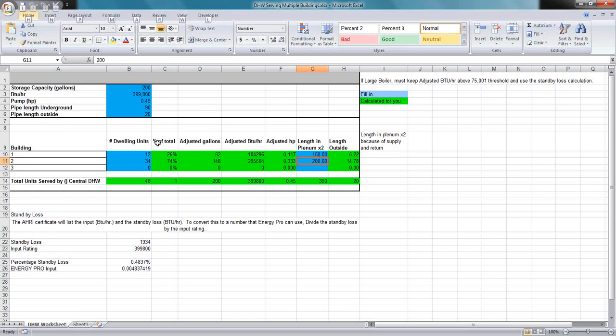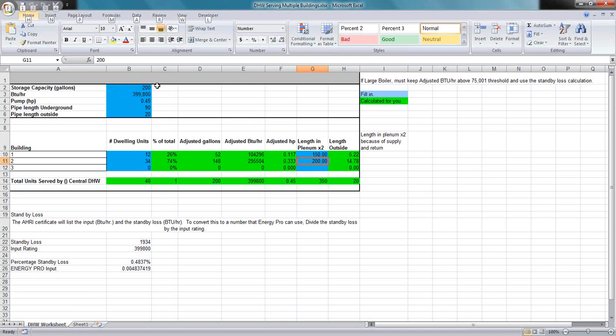So it's fairly simple to use, but it is very important. It does have a big impact on the way the results will be for your buildings. Basically, you're up here in the top, you're putting in what your total system capacity is.